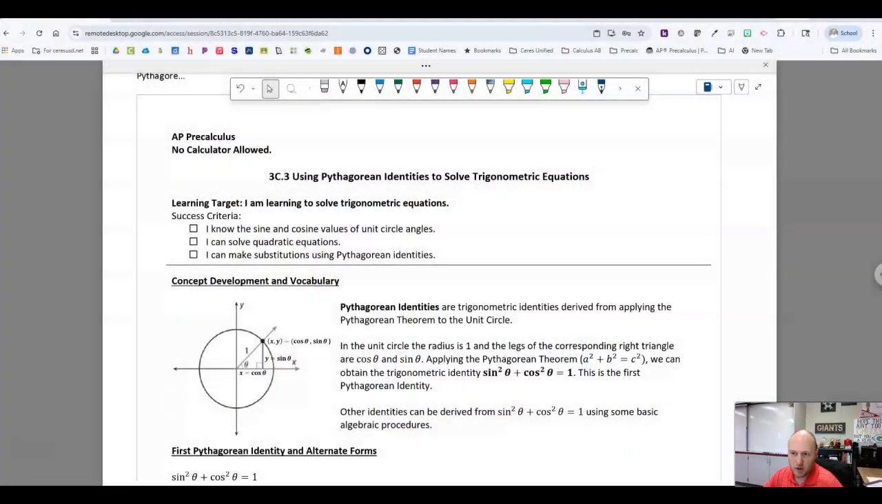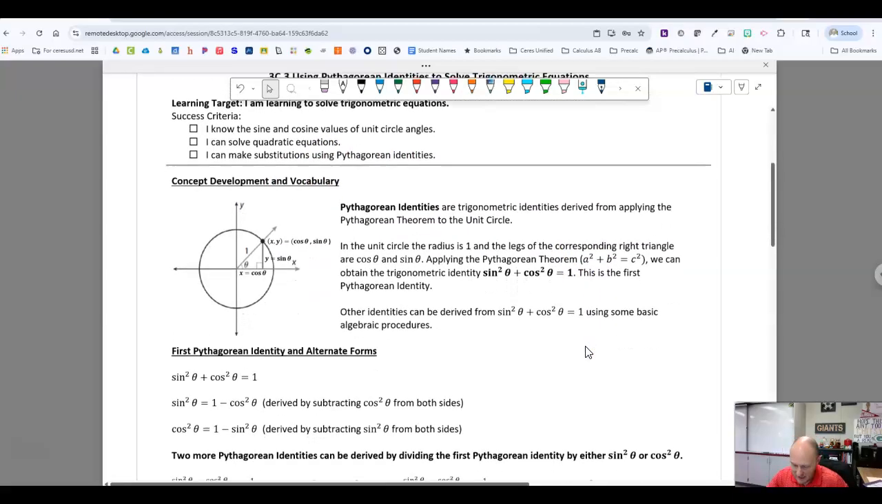So we're going to go ahead and solve some trig equations. You'll need your sine and cosine values of a unit circle. You'll need to know how to solve quadratic equations, either by factoring or using the square root property. And the big one for this lesson, making substitutions using the Pythagorean identities. So what the heck are the Pythagorean identities?